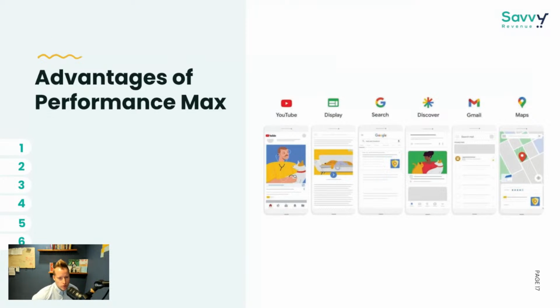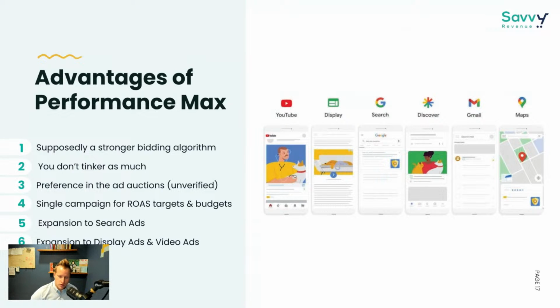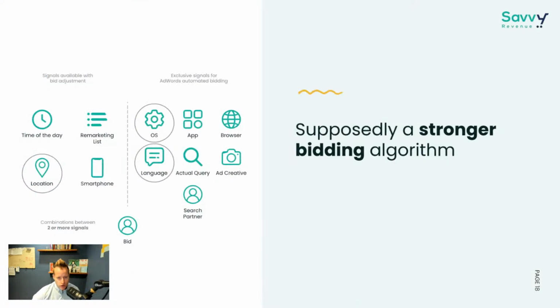So we'll talk about some advantages for PMAX. One is supposedly a stronger bidding algorithm. You don't tinker as much. There's a preference in the ad auctions that's not verified, so please don't take this as fact. I'll debunk that in a second. There's a single campaign for ROAS targets and budgets. There's expansion to search ads, and then there's expansion to display and video ads. So going through these one by one.